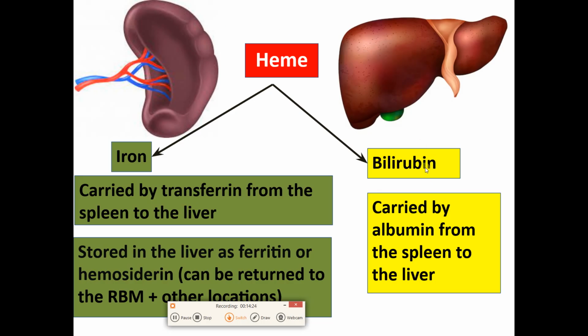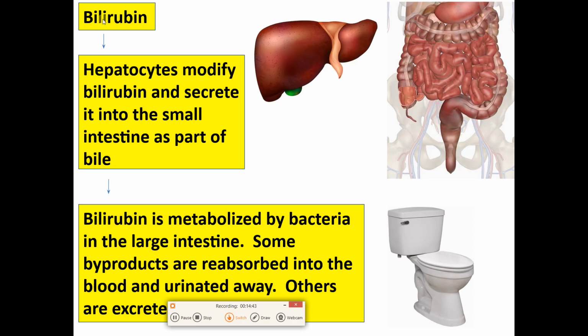Now, meanwhile, bilirubin, which is this waste product, this yellowish pigment, is carried from the spleen, remember that's where the macrophages were, to the liver by that most abundant plasma protein, albumin. Now, in the liver, hepatocytes, which remember are liver cells, modify the bilirubin, they do some chemistry with it, and they put it into the small intestine, here, as part of this digestive fluid called bile.